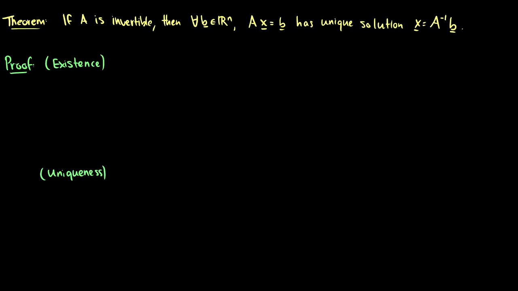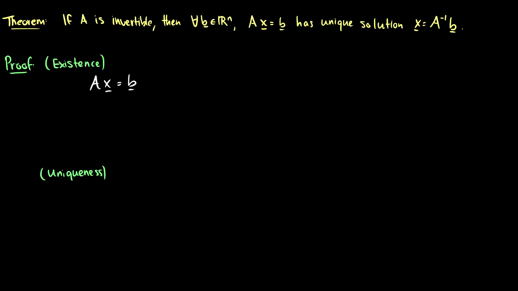So essentially here, instead of solving for x by doing some row reduction, we can just use the inverse and multiply it by the vector and get our solution for x. So we need to prove it exists. We're going to assume that A is invertible, and we're going to assume that AX is equal to B.